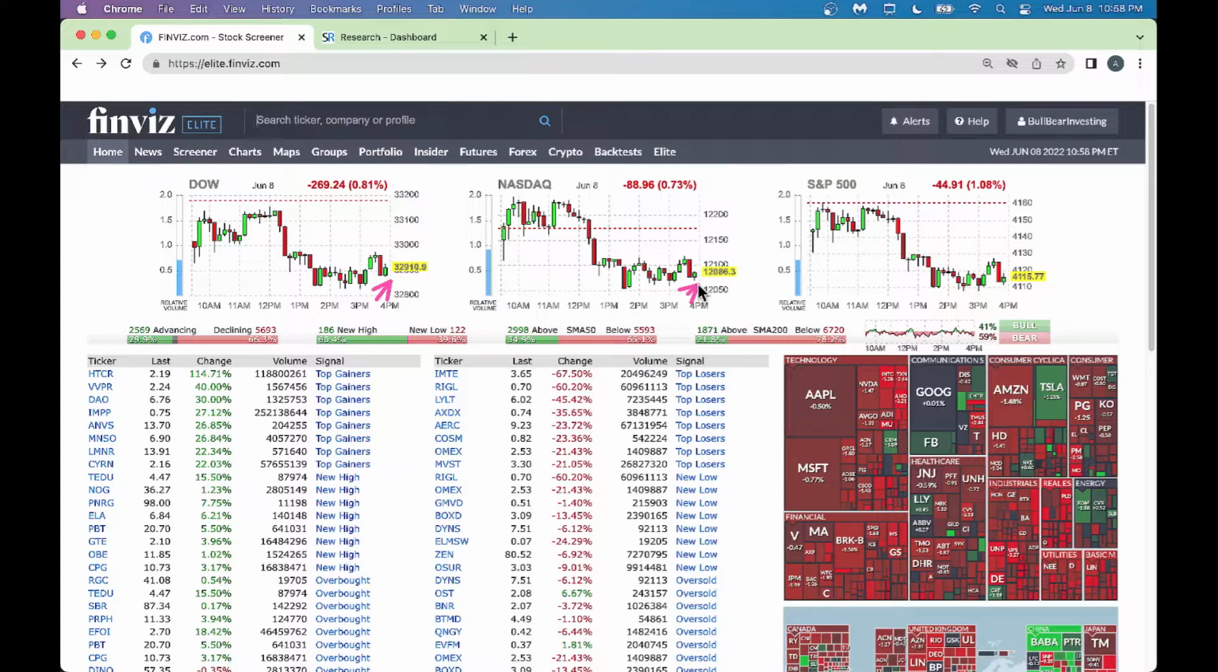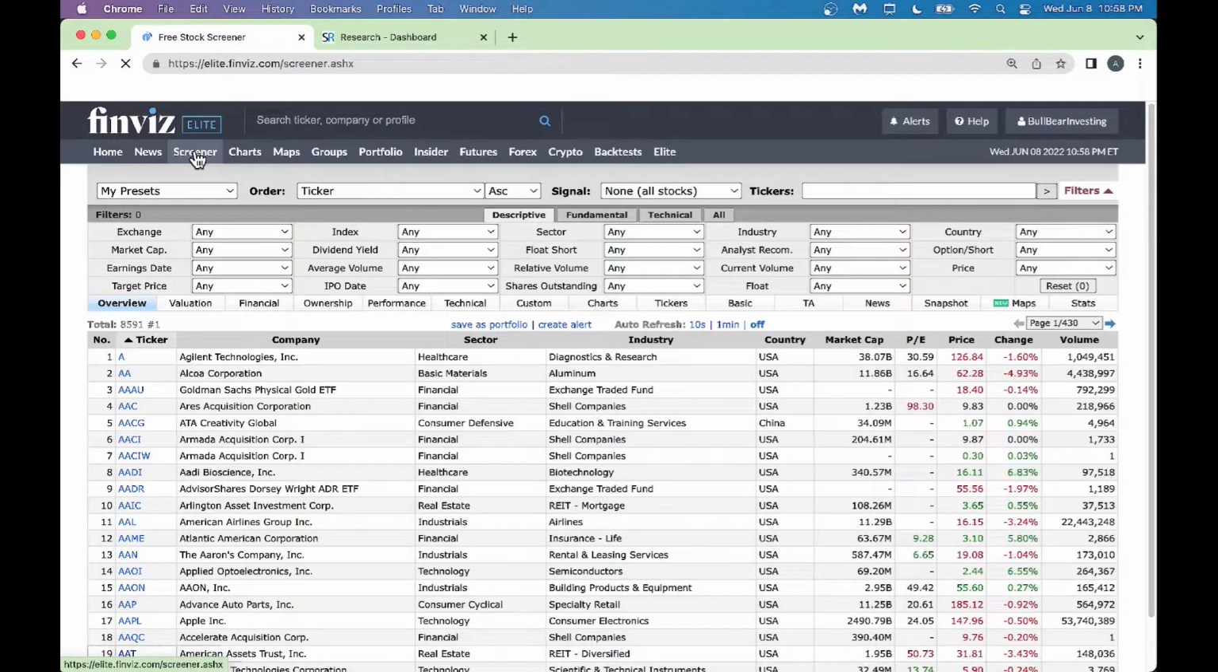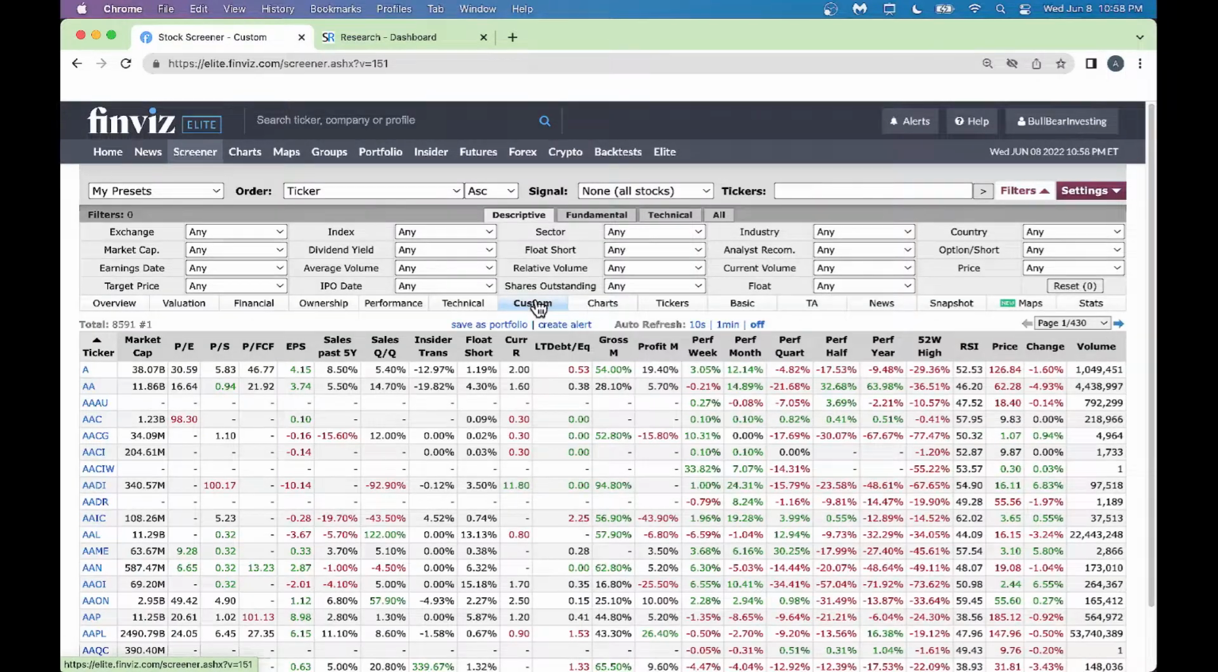Let's go and see what's moving the market, what's going higher today. So we can click on screener here, see what's going on. So as you look through the screener here, with the FinViz platform, if you're an elite member, you'll have a custom view. You can customize the view that you see here. So look, it's a very nice interface here.